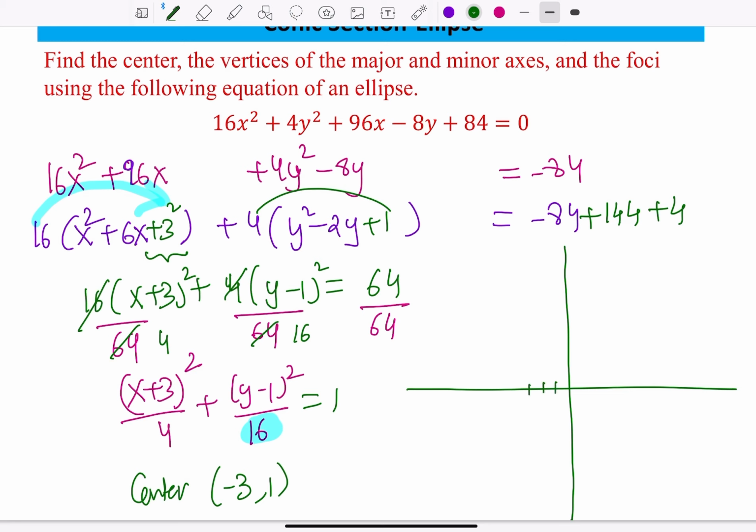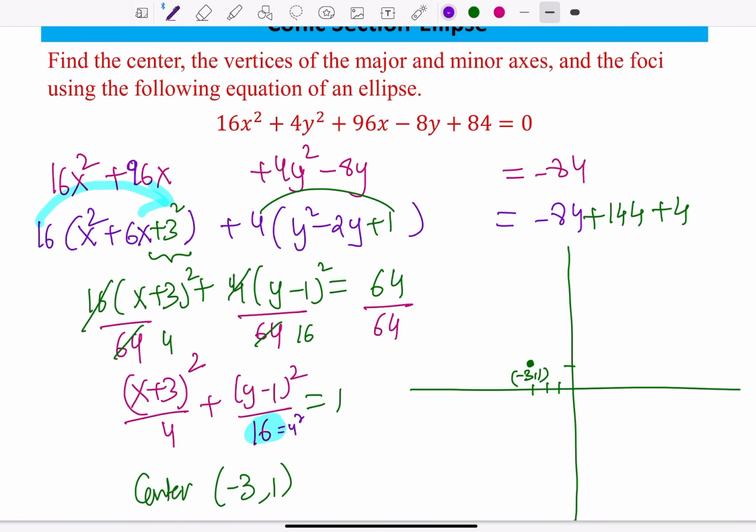x is negative 3, y is 1. So this is where the center is. I'm going to mark it negative 3, 1. And the bigger number is under y, so the vertical line will be my major axis in this case. So along the line of major axis, I need to go 4 up, 4 down, because this is 4 squared. So go 1, 2, 3, 4 up, 1, 2, 3, 4 down. And along the minor axis, I will be going 2 to the left, 2 to the right. So 2 left and 2 right.